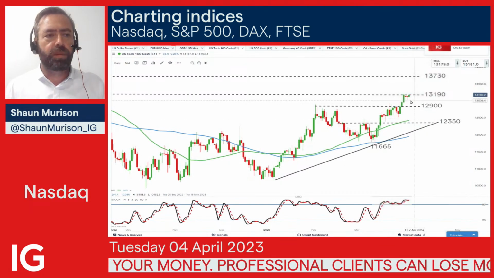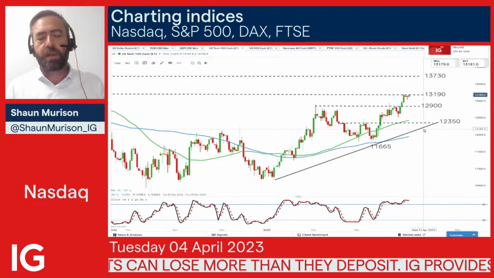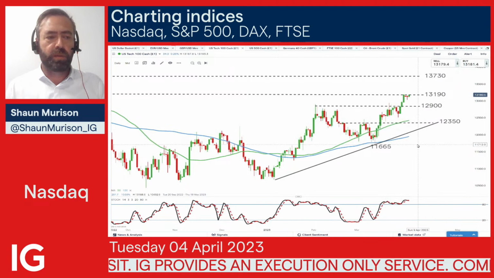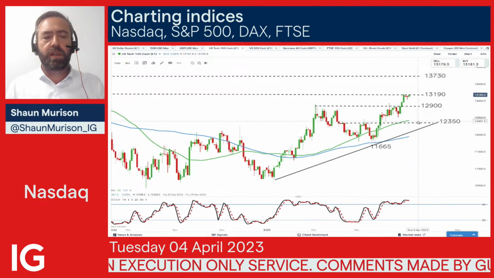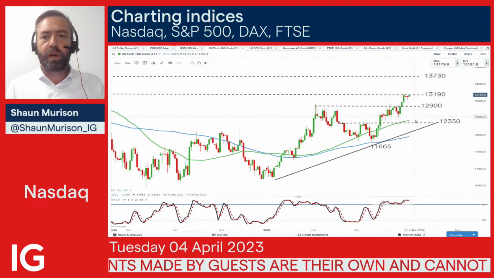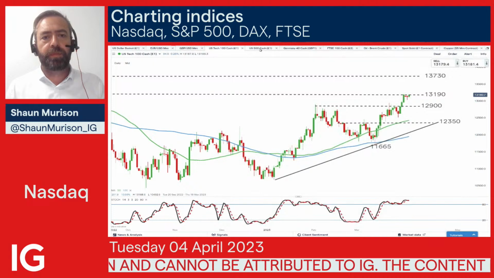Same principle applies. If we have a pullback from overbought territory, we wouldn't be looking at shorting that move, but waiting to see where that price settles. And provided that we still consider a longer-term uptrend, we'd be looking for a long entry on any type of bullish reversal. So waiting for a breakout, or in the event of a pullback, waiting for that pullback to end with a bullish price reversal.